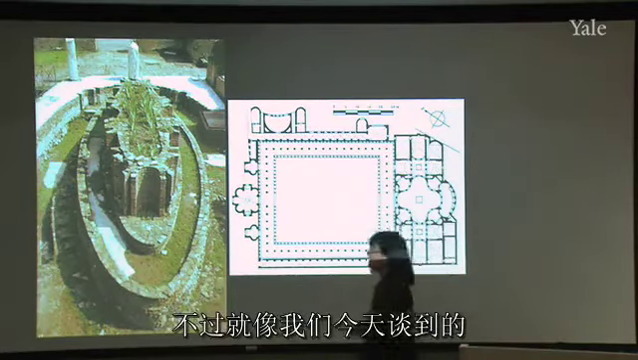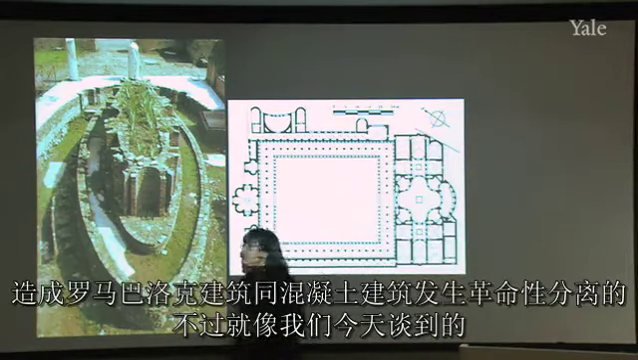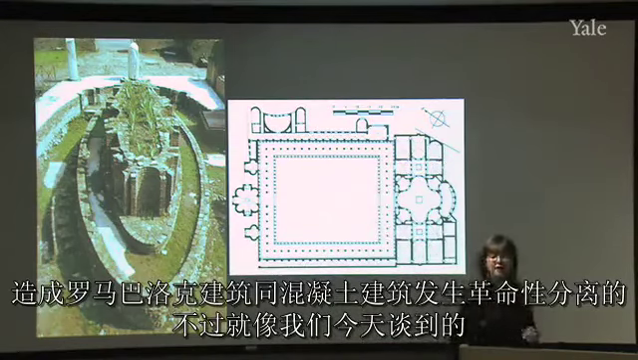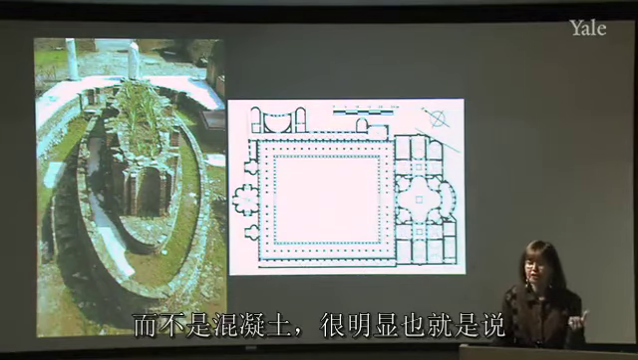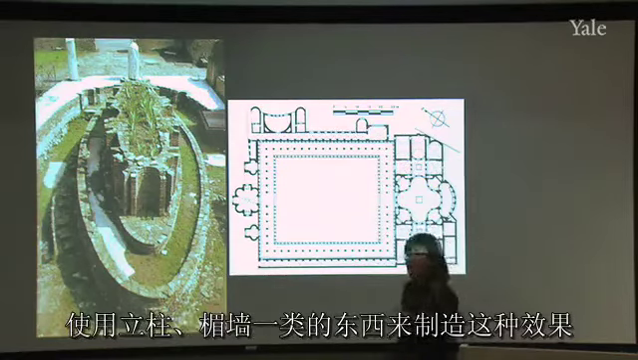But what separates the revolutionary concrete architecture as we've discussed it today and Baroque architecture as I'm going to define it this morning is that in Baroque architecture they're relying not on concrete, but on the traditional vocabulary of architecture, namely, of course, columns, pediments, and the like, to create their effects.